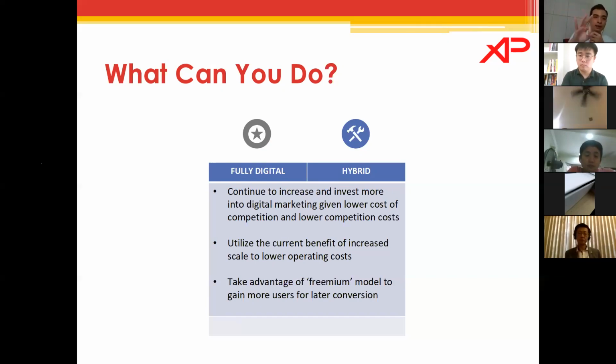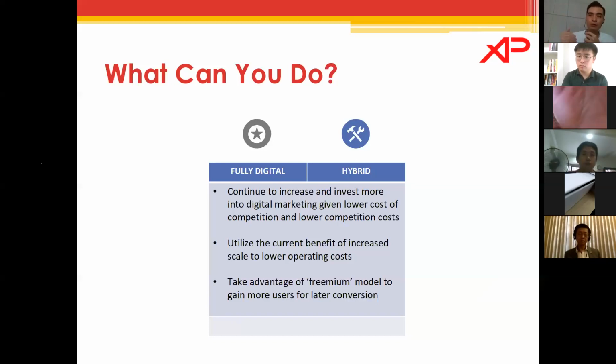And thirdly, I'm not sure if all of you understand what we call a freemium model. If you don't, you'll mark it, and then we will take it in the Q&A session. If you're not making any money, you don't have money to invest, and you cannot lower your cost on the scale, you should take advantage of what we call the freemium model to gain more users for later conversion.